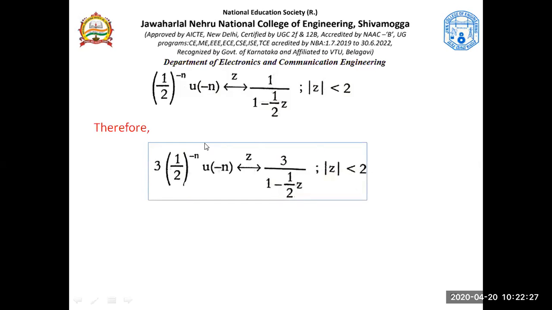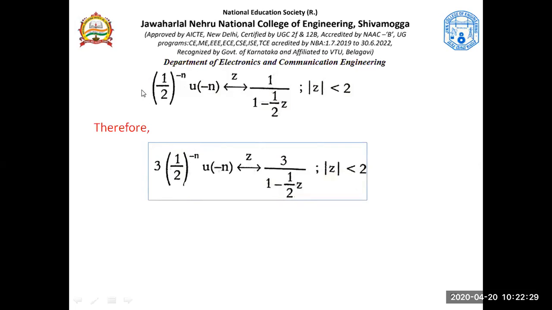Why did it become |z| < 2, rather? Because we have a negative-time exponential. Since it is a negative-time exponential, the region of convergence needs to be inside the circle with radius 2. Earlier it was outside the circle with radius 1/2 for the given function. Now it is inside the circle with radius 2. Understand? Okay. So therefore we can say the Z transform of this.